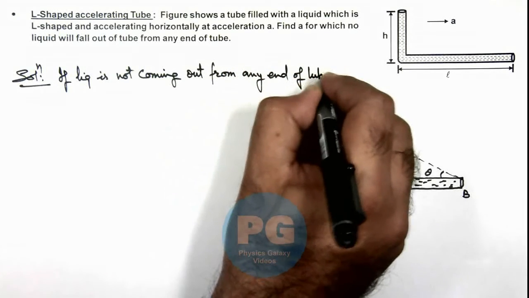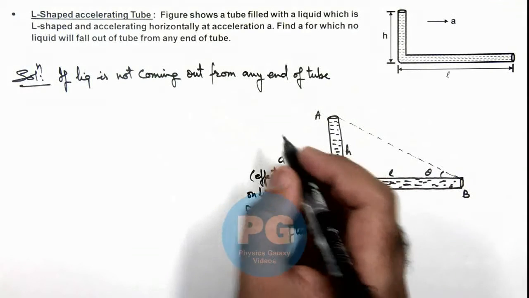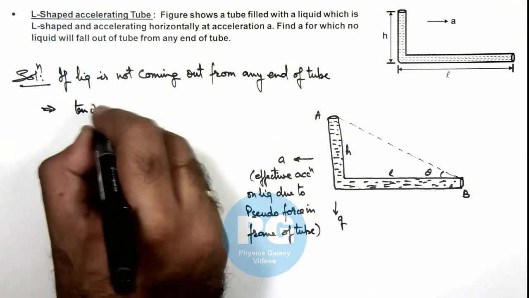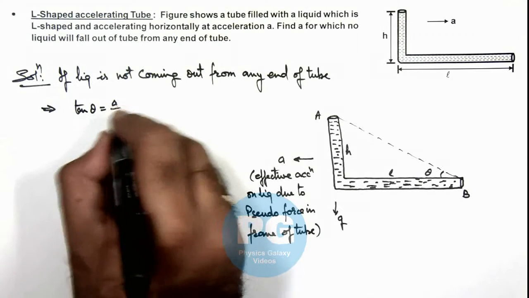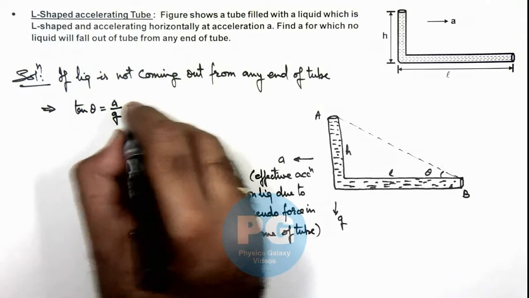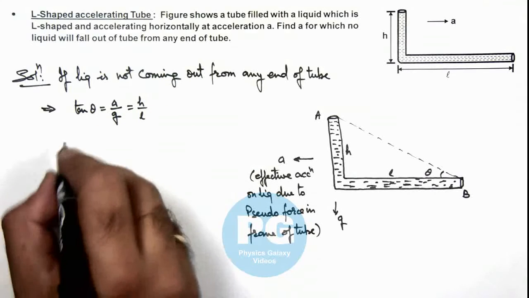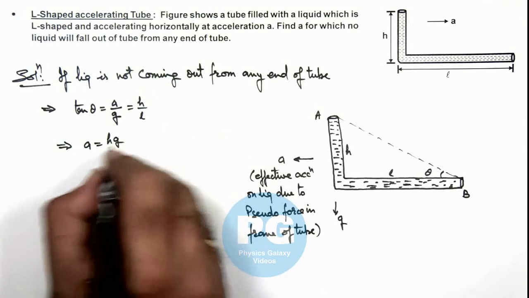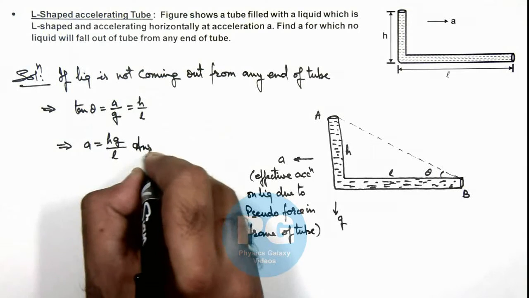of tube, here we can directly write this implies the value of tan theta should be equal to A by g, which we already discussed in concept, and the same can be written as h by L, and this implies the value of acceleration we are getting is hg by L. That is the result of this problem.